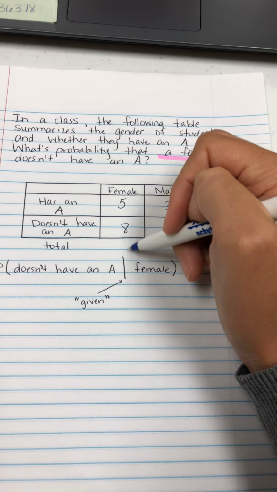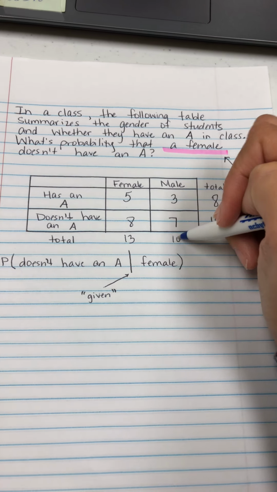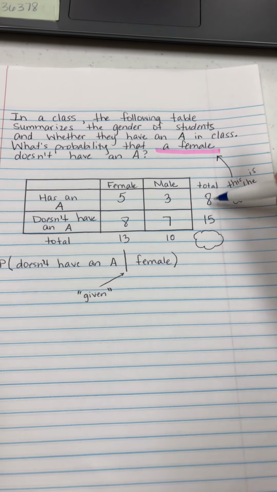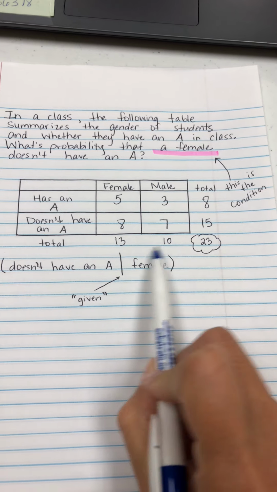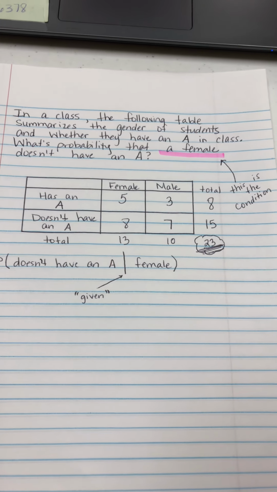Now, if I total the number of females, there are 13 females. There are 10 males, so no matter how you add these up, the 8 and the 15 is going to be a total of 23 kids. The 13 and the 10 is a total of 23 kids. So this is a class with 23 students in it.